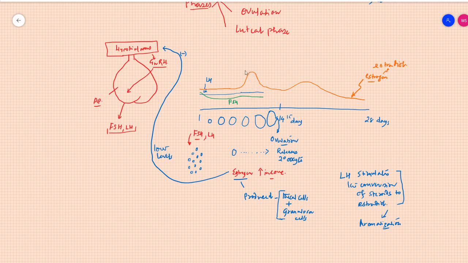So this increased estradiol, up till now it was a low level. A low level of estrogen has an inhibitory effect on the hypothalamus. But now there is an increase in estradiol. So this increase has a stimulatory effect on the hypothalamus. Because of the stimulatory effect, what happens? Increased amount of gonadotropin releasing hormone is secreted. It's a pulsatile release.